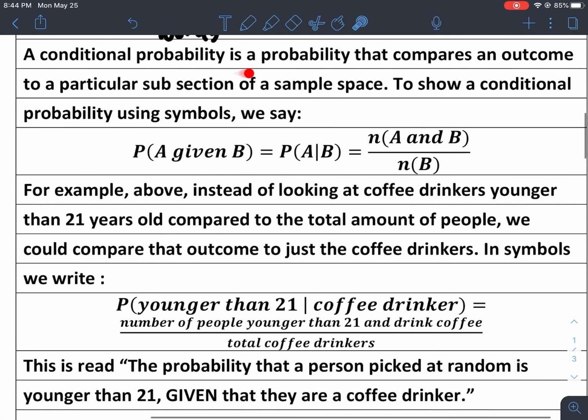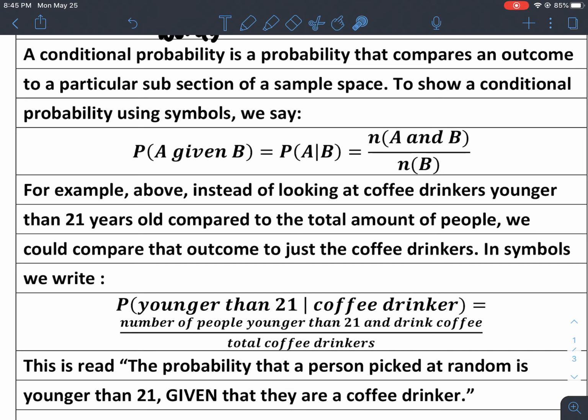A conditional probability is a probability that compares an outcome to a particular subsection of a sample space. So this means that we're not looking at the whole sample space, we're looking at a subpart.